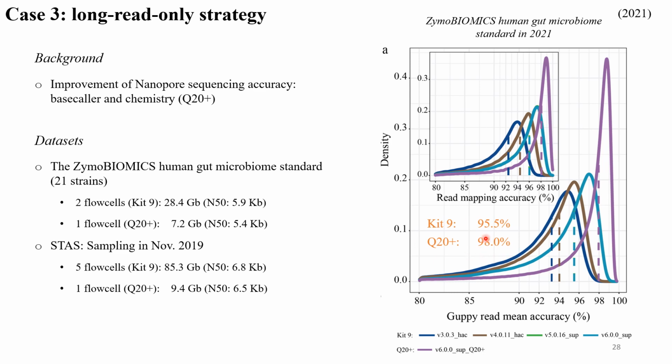The high accuracy of nanopore sequencing makes it possible to use only nanopore long reads to resolve high-quality genomes from environmental samples. And here is the sequencing summary for our dataset. The first one is the mock community, including 21 different microbial strains, and the second one is the activated sludge sample.